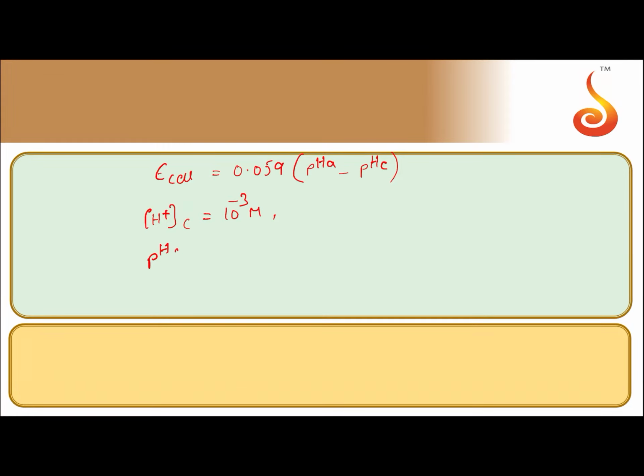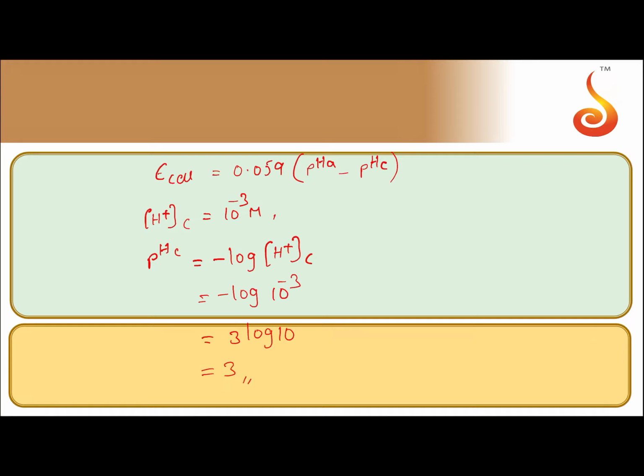pH at cathode is equal to minus log H+ at cathode. That is minus log of the H+ concentration at the cathode, which is 10^-3, so minus into minus, plus 3 log 10. Log 10 is 1. So pH at cathode is 3.